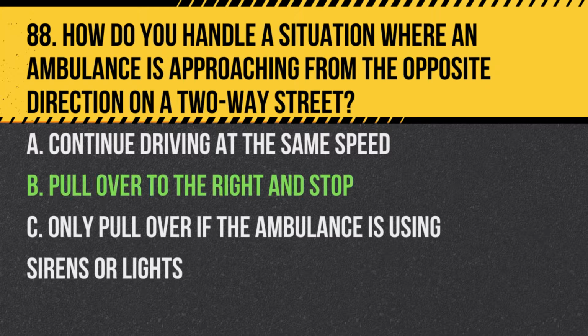Answer: B. Pull over to the right and stop. When an ambulance is approaching with sirens or lights, pull over to the right side of the road and stop, regardless of the direction it's coming from.